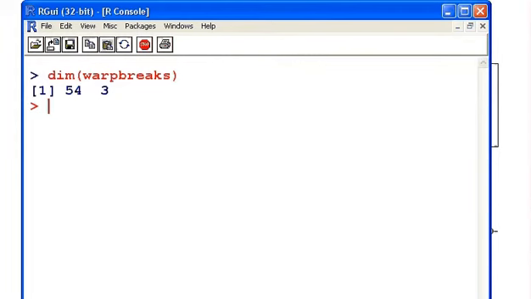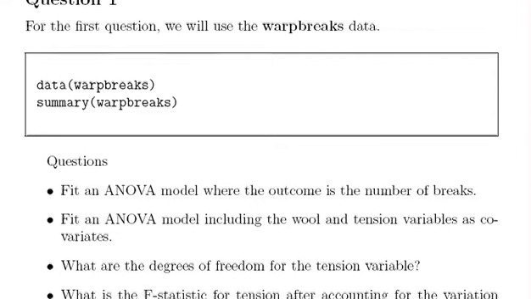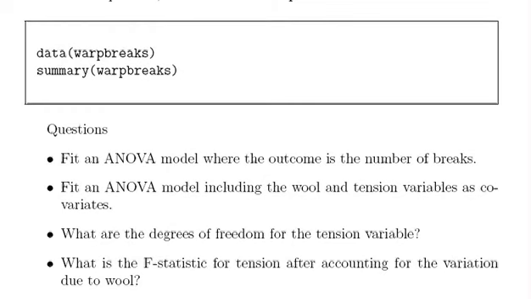they're also called. The question: fit an ANOVA model where the outcome is the number of breaks, which is the first variable, breaks. Fit an ANOVA model including the wool and the tension variables as covariates. So the number of breaks is our response variable, and wool and tension are our predictor variables. What are the degrees of freedom for the tension variable, and what is the F statistic for tension after accounting for variation due to the wool?